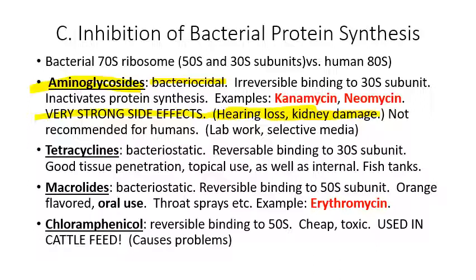So two examples of the aminoglycosides are kanamycin and neomycin. You should memorize those two antibiotics. Okay, the tetracycline family, there's a number of them. We're not going to memorize any specific ones. They tend to be bacteriostatic. They bind reversibly to the 30S subunit. And so, if you have a minor infection, in some cases you can reduce the number of bacteria present with a tetracycline, and then your immune system can take over and kill the rest of them.